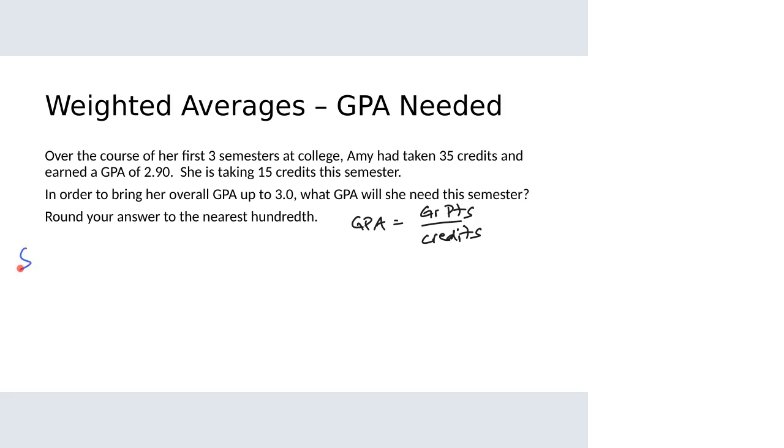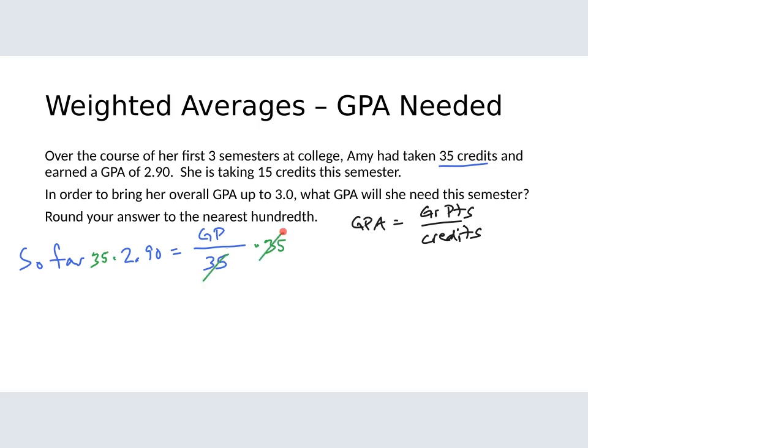So far, Amy has taken 35 credits and has a GPA of 2.90. So she has this 2.90. We don't know how many grade points she has, but we know she's taken 35 credits. Since we know she has a 2.90 and she's taken 35 credits, we can multiply to figure out how many grade points she's earned so far.